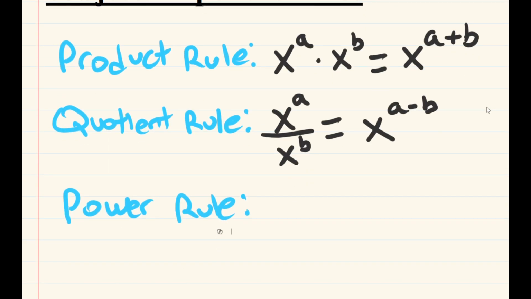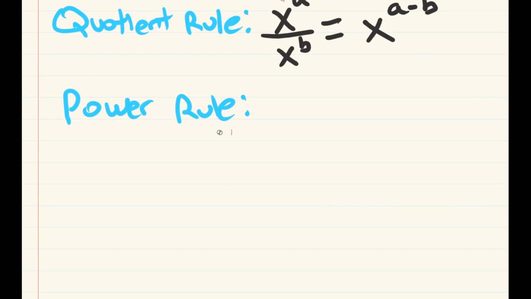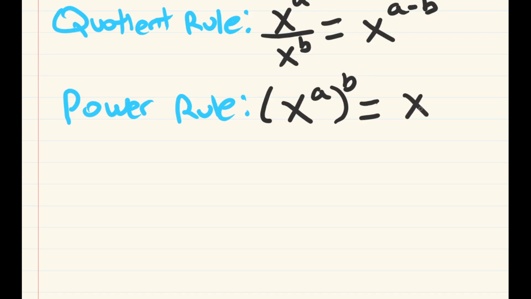So let's scroll down a little bit. And the power rule is, let's say we have, let me use a different color. Let's say we have x to the power of a, and all of that is raised to the power of b. This is the same thing as x to the power of a times b.